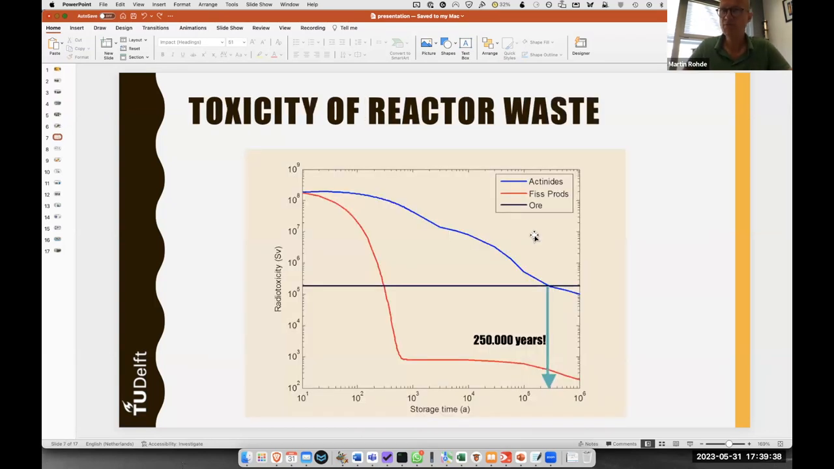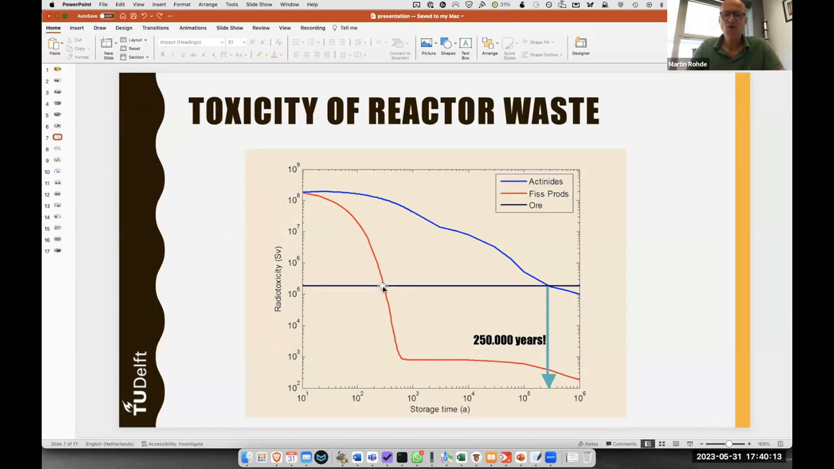Now, this is actually a plot about the radiotoxicity. Radiotoxicity is a measure for how dangerous radiation is for biological systems. You start in the beginning with the waste, and then you see two curves. You see the red line. This is the radiotoxicity of the fission products. So these are the smaller elements that result from the nuclear reaction. And then there's another line, the black line, that's the radiotoxicity of uranium from the ground. So that's a kind of base reference state for radiotoxicity.